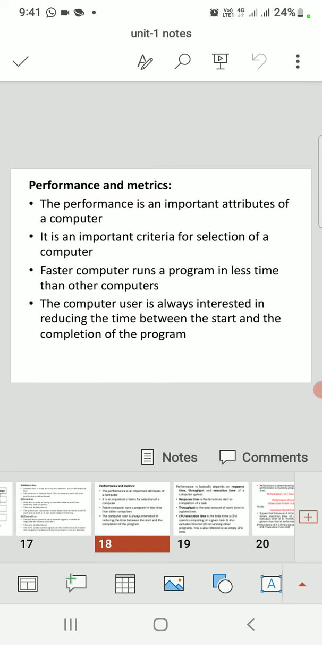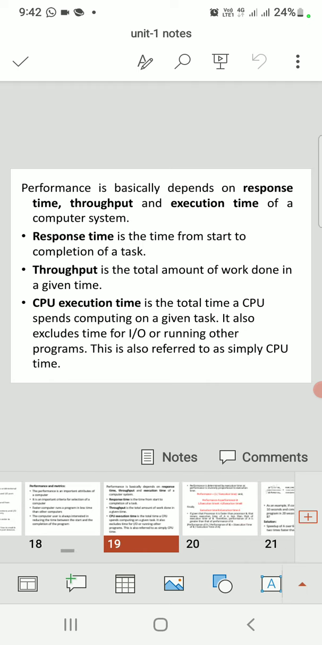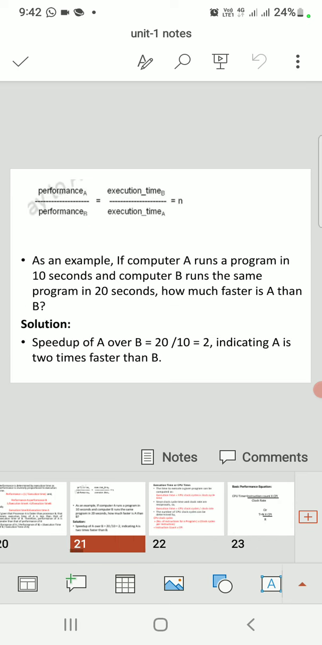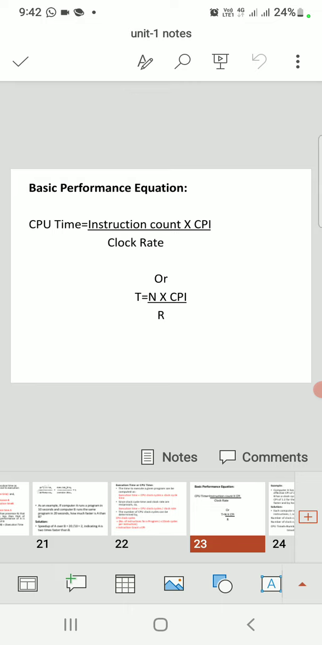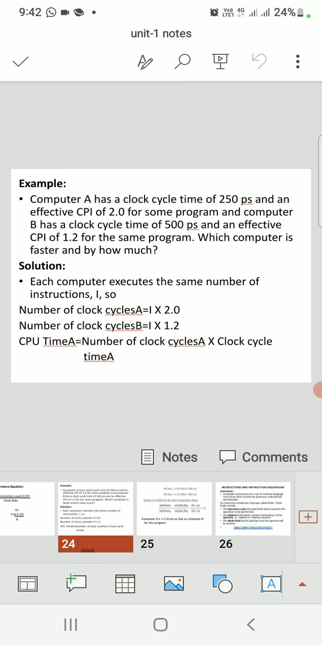These are performance metrics. We are going to check the performance of the system: response time, throughput and execution time of the system. These are the 3 major criteria. These are the formulas of performance metrics, and also some simple problems, which we solved. This is the common performance equation: T equals N into S divided by R, CPU time equals instruction count into clock cycles per instruction divided by clock rate. So these are the example problems.